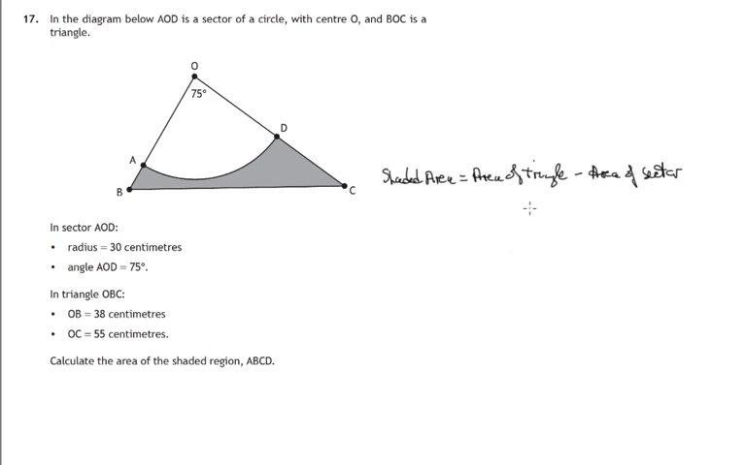So first of all, let's tackle the area of that triangle. And here's the triangle. What do we know about this triangle? Well, we know this angle is 75 degrees. We're also told that OB is 38 centimetres, and we're told that OC is 55 centimetres. So we know the angle of this triangle and the two adjacent sides.